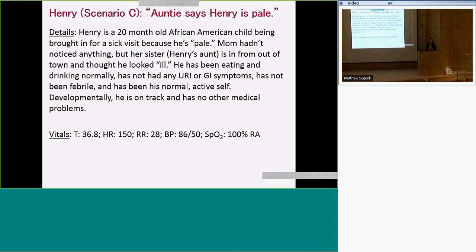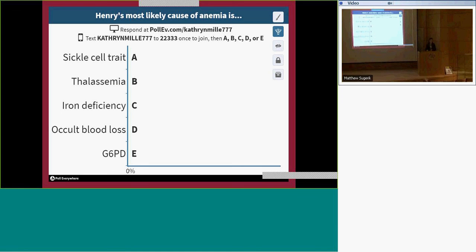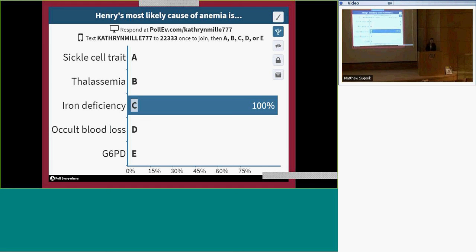Pretty tachycardic, I heard. Yeah, 150 for a theoretically well-appearing 20-month-old. Anything else? I agree. What would you look for in physical exam? Hands. How so? Palm. Okay. Lips. Good. Gums. Excellent. Eyelid. What part? The conjunctiva. Good. I like it. What's wrong with Henry? Again, I've told you nothing, so I enjoy this question. Iron. No one's voting for anything else.